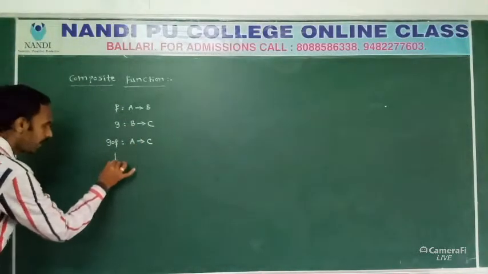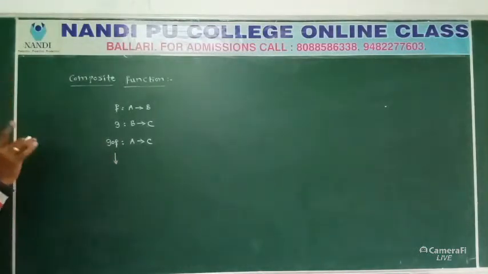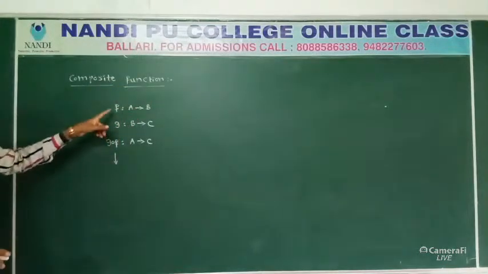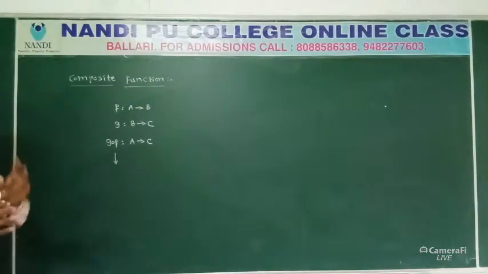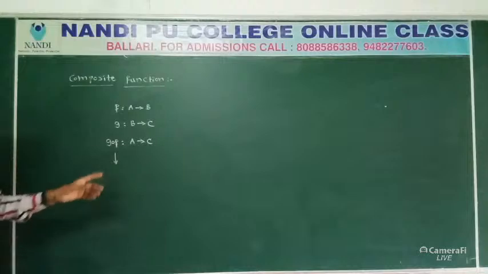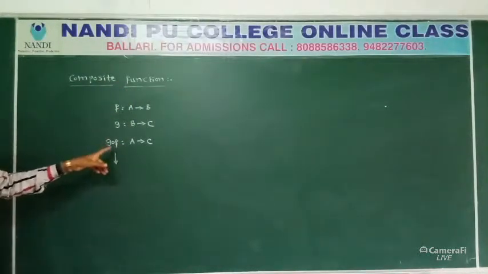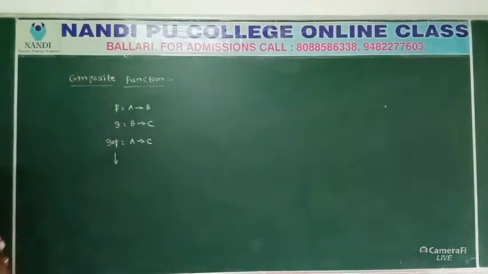Here g circle f is called the composite function of f and g. It is a combination of two functions. F is a function, g is a function, and g circle f is called the composite function, a combination of two functions.